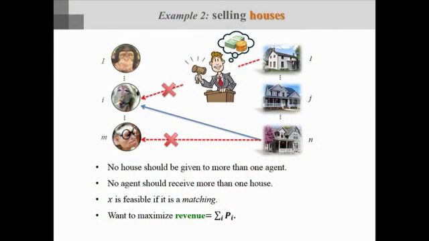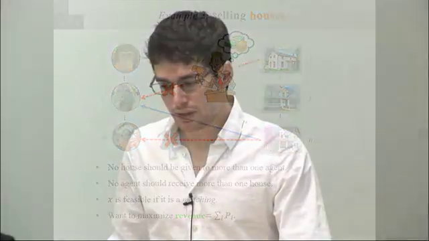So second example, maybe you sell houses. So you also should not be giving the same house to multiple agents. And also, you should not be giving the same agent multiple homes in this case. So in this case, you would say that an allocation is feasible if it's a matching of homes to agents. And because you're a salesman, you want to maximize your revenue. So in notation, what that would look like is you sum over all agents the payment that they make to you.